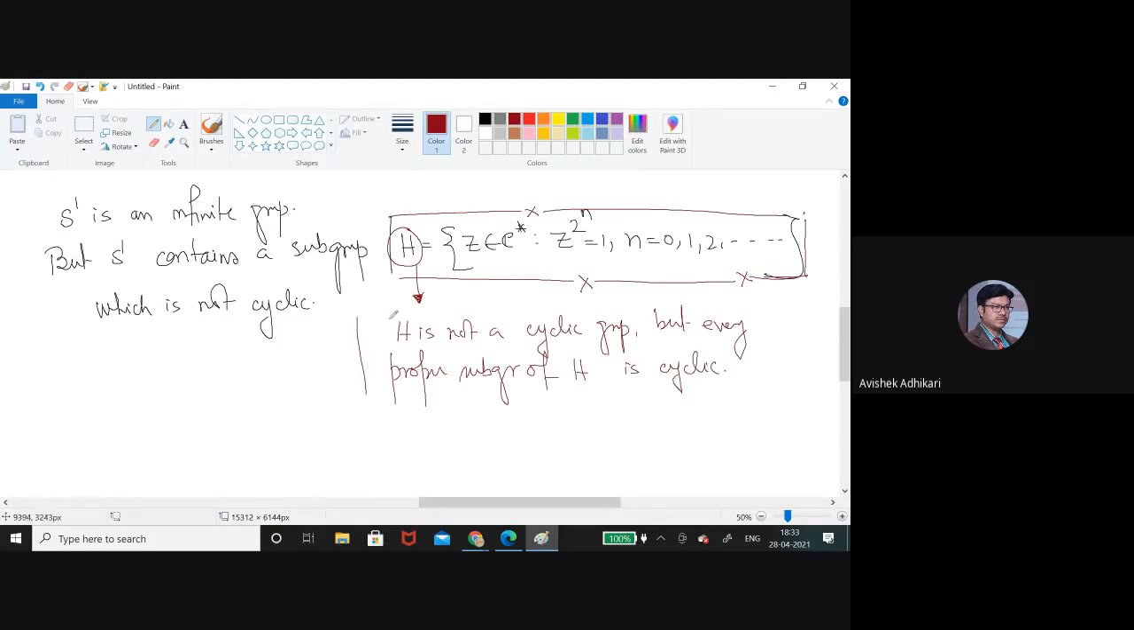That is quite interesting, and in many examinations you will find this question in different forms. This gives an example where the original group is not cyclic, but every proper subgroup of H is cyclic, and that's very important. This example is very rare. You won't be able to find many other examples which satisfy this property. So this is quite important.